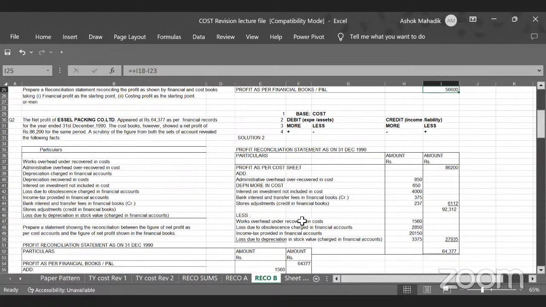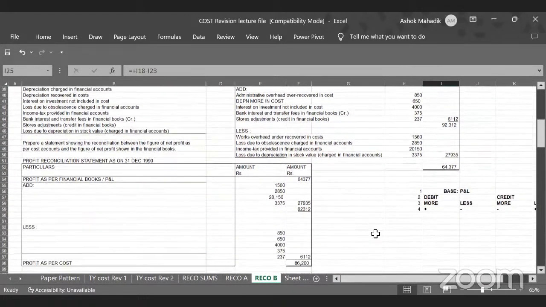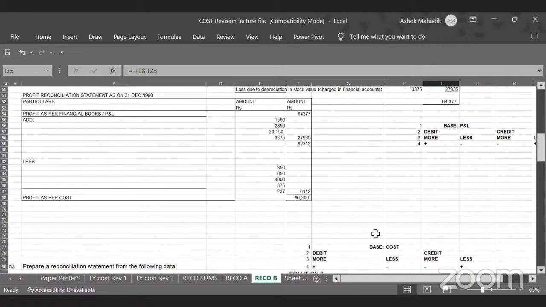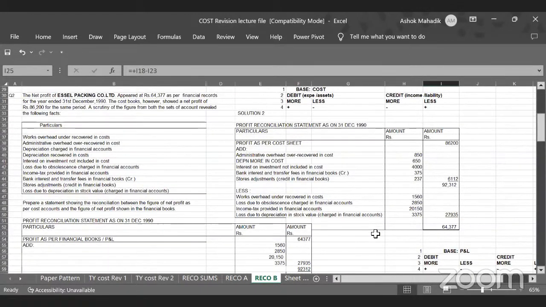Shall we do one more item? Shall we stop here? Okay. I think students have taken a break, so even I'll stop here. If any doubt, please let me know on personal chat on WhatsApp. Okay. So I'll stop here.